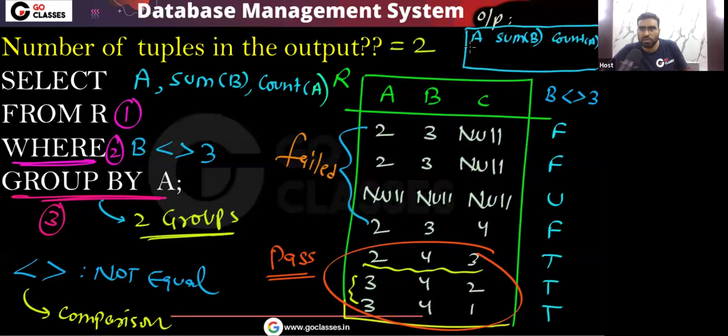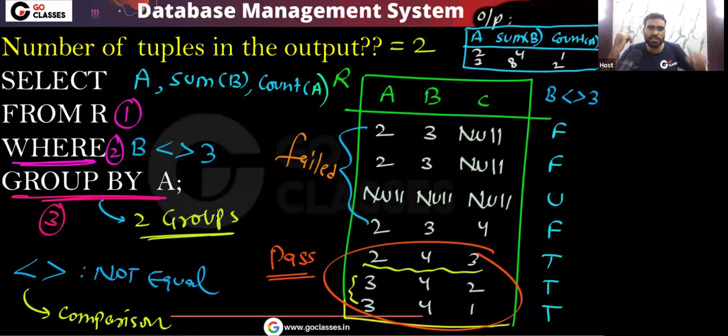You can see, there will be two tuples in the output. A value 2, A value 3. These are the output tuples: A value 2, A value 3. You can see sum of b, that is 4 8, and count of a, that is 1 2. Is this clear? 2 4 1, 3 8 2, these are the two tuples. So the number of tuples in the output will be 2.